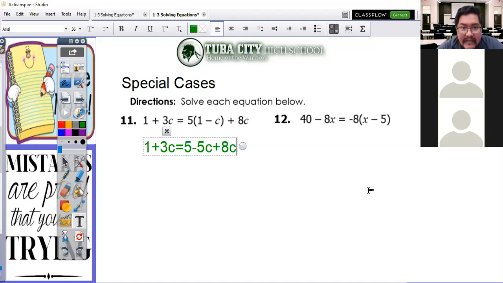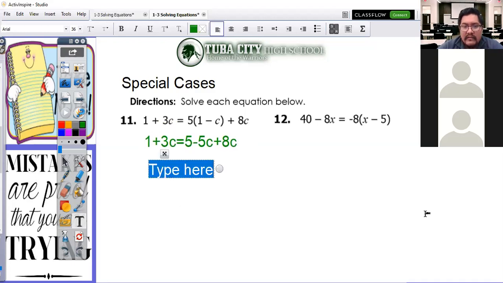So distribute the 5. So 5 times 1 is 5, and negative c. So 5 times negative c is going to be negative 5c. Now work with your like terms on the same side, which in this case I have 2 c's. So negative 5c and 8c, that's going to be 3c. Now with this here, what would be the next step we would do?